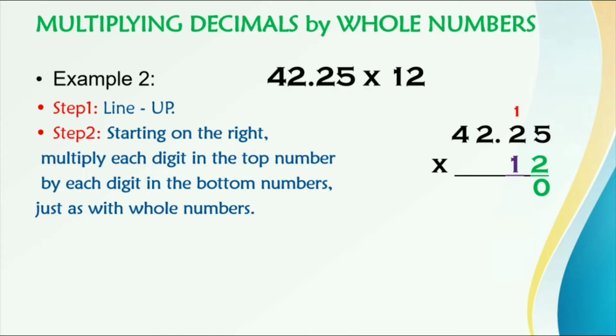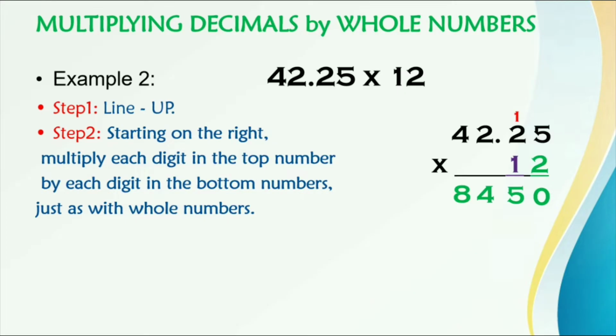So, 2 times 5 will give us 10. So, 0 carry 1. 2 times 2 is equal to 4. I-add natin yung 1, so 5. Then, 2 times 2 is equal to 4. And then, 2 times 4 is equal to 8. Okay, so itong mga naka-green na to, yun yung answer dong minultiply natin yung green na digit.